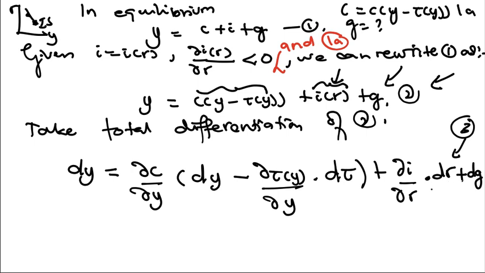So other things which are not related to Y and R should be considered constant, isn't it? So what is it? No change in government spending. So we have to assume dG equals 0, because no change in government spending. The change is between income and R.